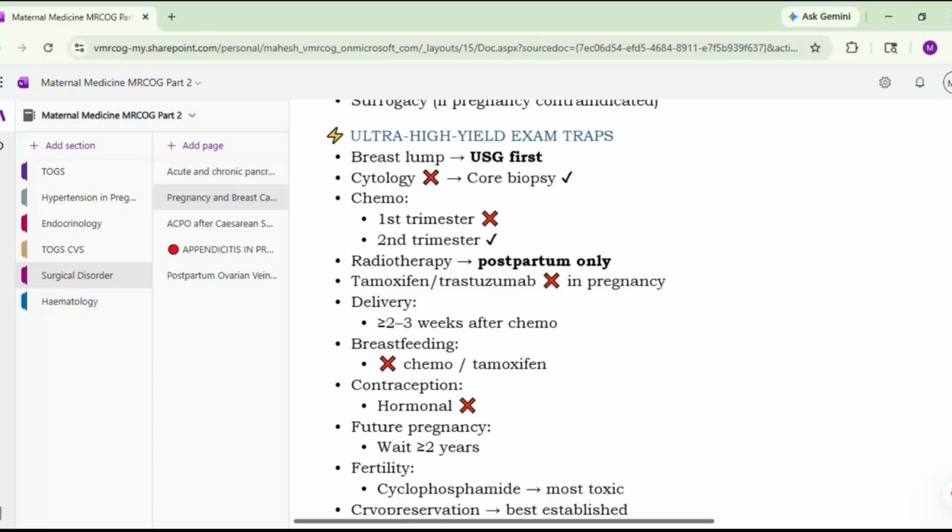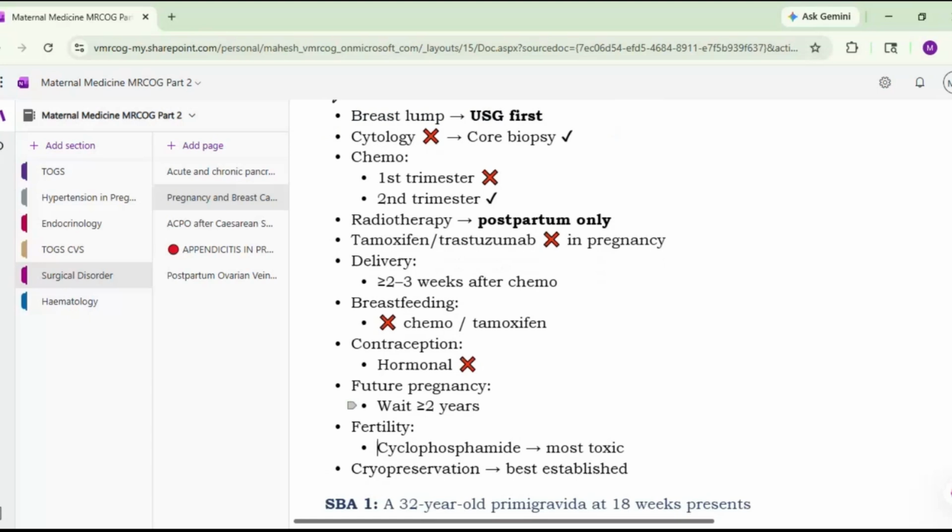Contraception: hormonal is contraindicated. Future pregnancy: the patient has to wait for 2 years minimum. Fertility: cyclophosphamide is the most gonadotoxic. Then cryopreservation is one of the established treatments. So these are the things which you should remember from the GTG. There are certain questions on the GTG. Doctor, will you please go through these questions?